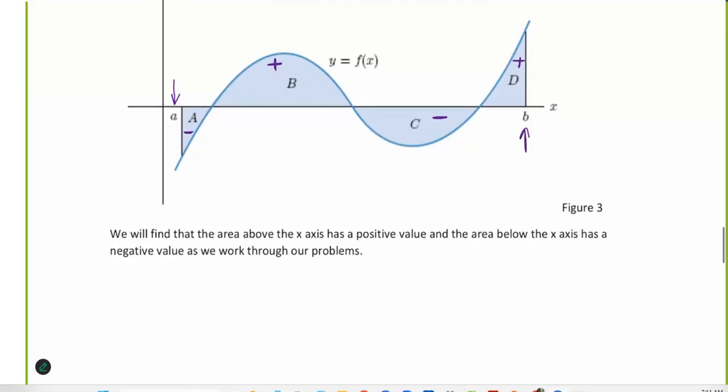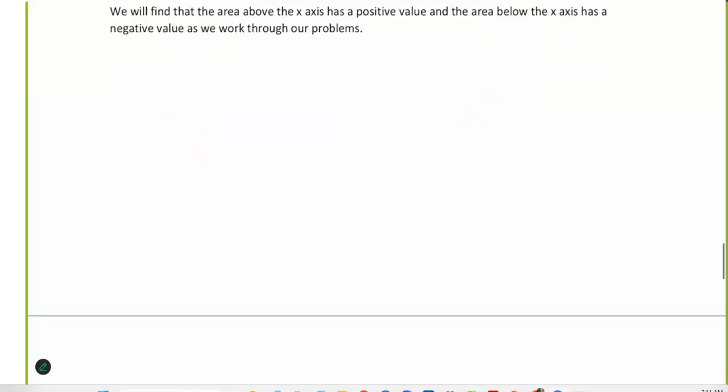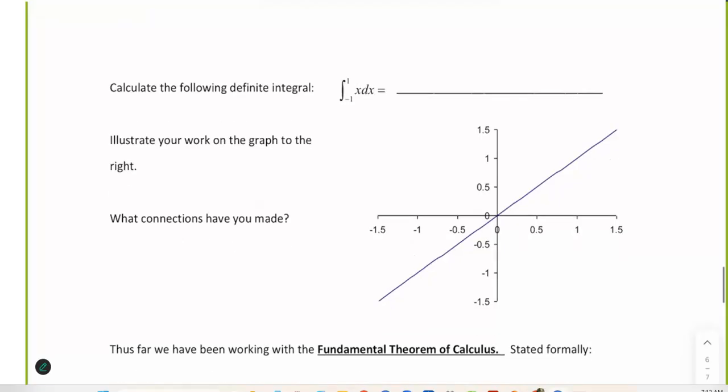So we will find that the area above the x-axis has positive values, and the area below the x-axis is going to have negative values as we work through our problems. So let's work on that a little bit. Okay, so next page, we are looking at calculating the following definite integral.